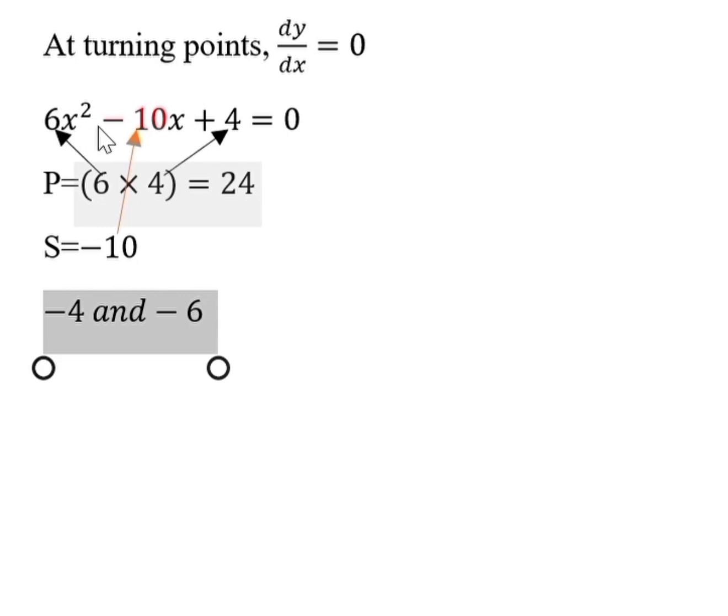So we shall expand this quadratic equation, and specifically the middle term or the second term, write it in form of this so that we can get the factors. So we shall have 6x squared minus 4x minus 6x plus 4 is equal to 0.